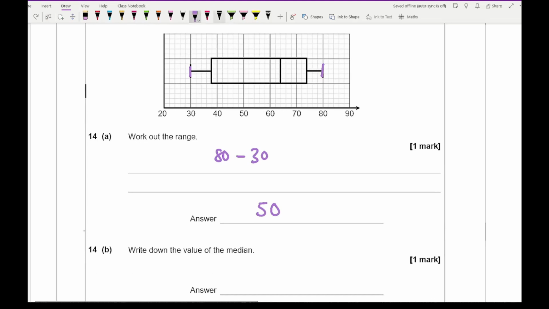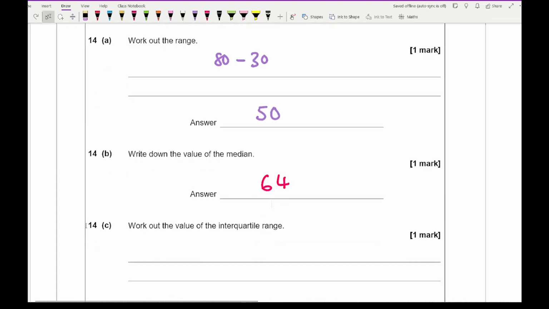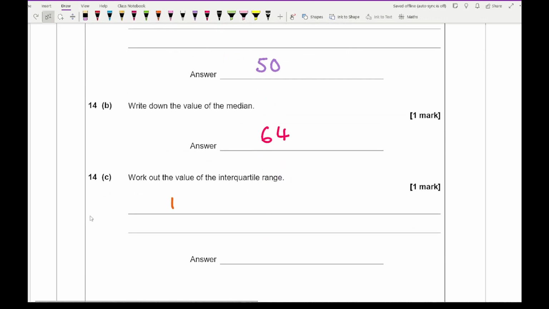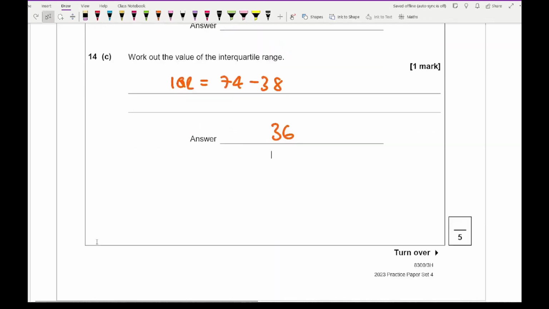Well, the median is this line here, and each box represents 2, so that's going to be 64. And then for part C, it says work out the interquartile range. Well, the upper quartile is 74 and the lower quartile is 38, so the IQR is going to be 74 minus 38, which gives me an answer of 36.